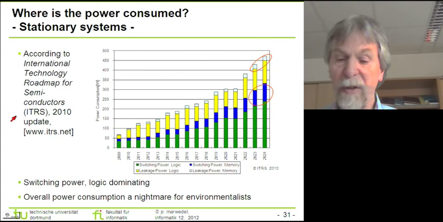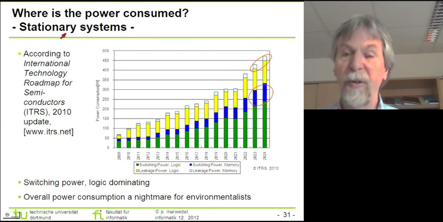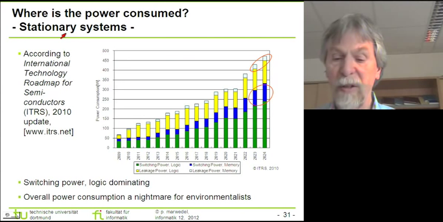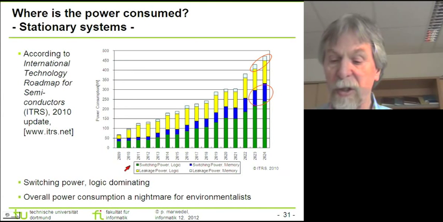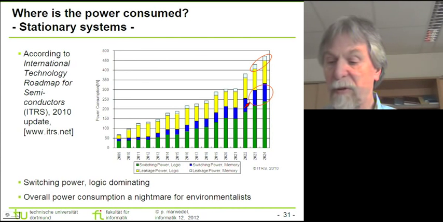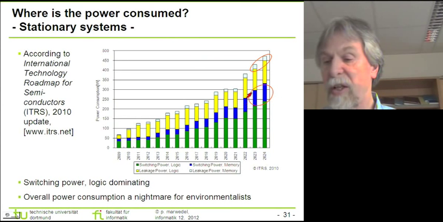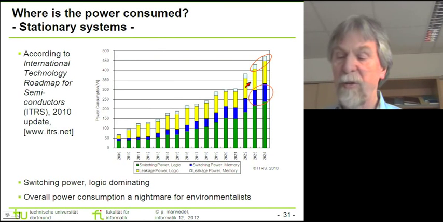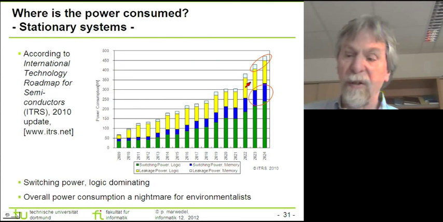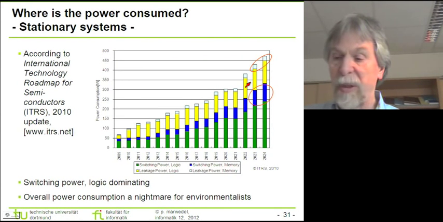And according to that update, we can look at the power consumption of stationary systems. So that means the PC-like systems. There we see the different contributions. We see the contributions for logic, both the switching power and the leakage power, and also the contributions for the memory, again both the switching power and the leakage power. If we just look at the power consumed by the memory, we see that there is a good contribution there of the overall power consumption. However, the power consumption for the logic in a standard PC is actually dominating.